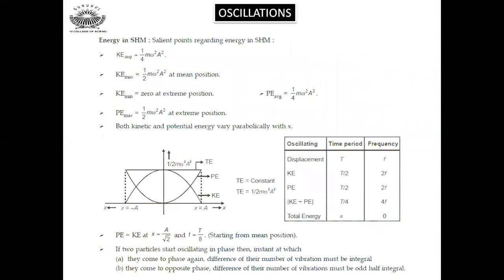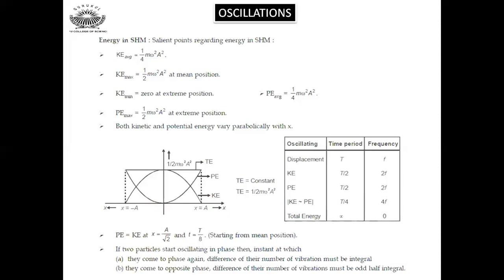Moving further, now energy of SHM. Kinetic energy is given by the equation half m v square. When we substitute the value of velocity, average kinetic energy is given by 1 by 4 m omega square a square. Maximum kinetic energy is half m omega square a square, and minimum kinetic energy is 0. Kinetic energy is maximum at mean position and 0 at extreme position.